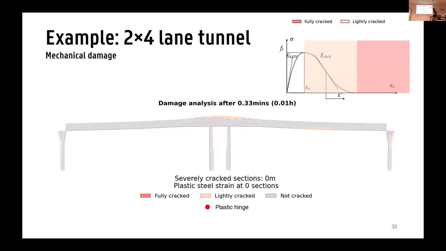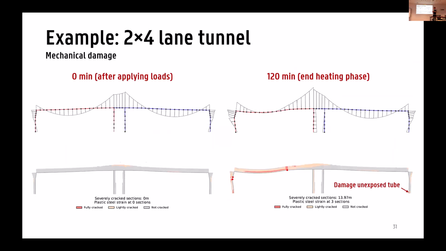To illustrate this a bit further, I have these two graphs. On the left, we have the conditions before the fire. So you see the moment line before the fire, and also our damage analysis. You see some very light cracking, which is not uncommon for reinforced concrete structures. But then after 2 hours of fire, we see a completely different picture. We see that the moment line is different, and we see the formation of these three locations with plastic hinges.